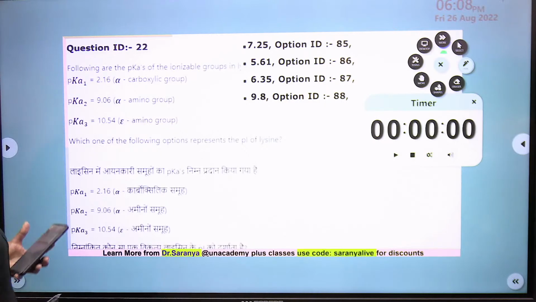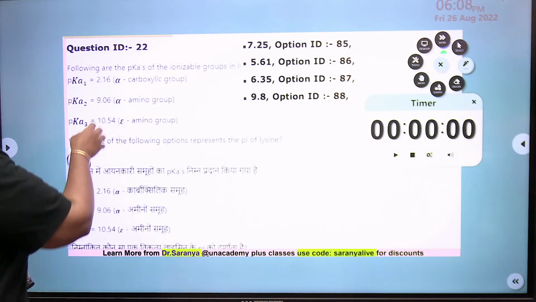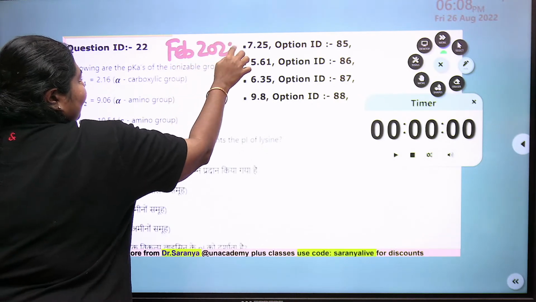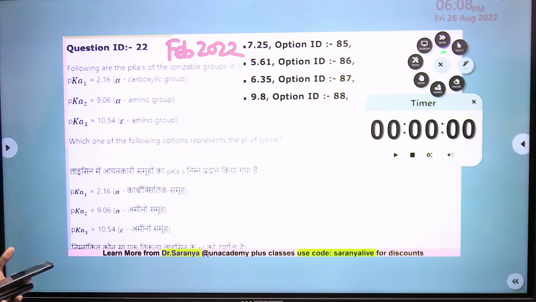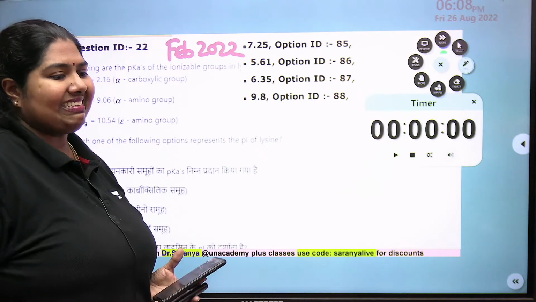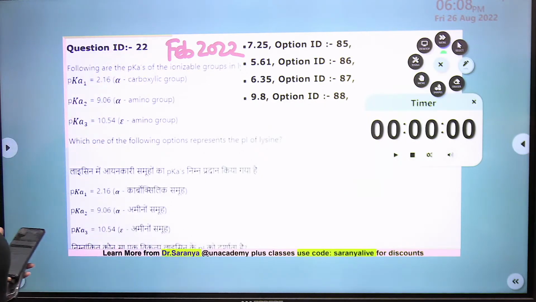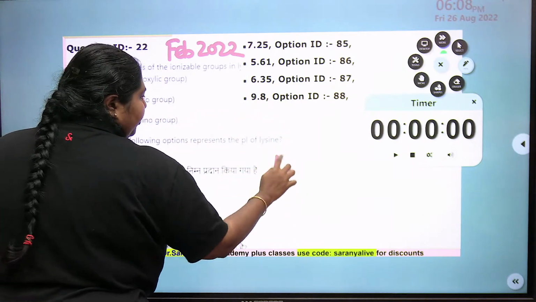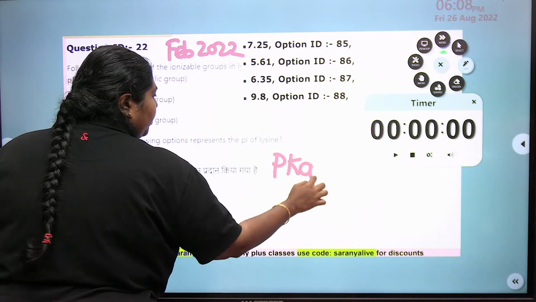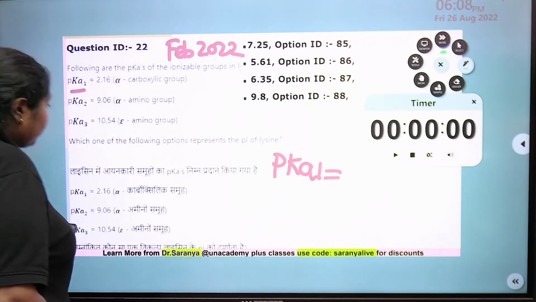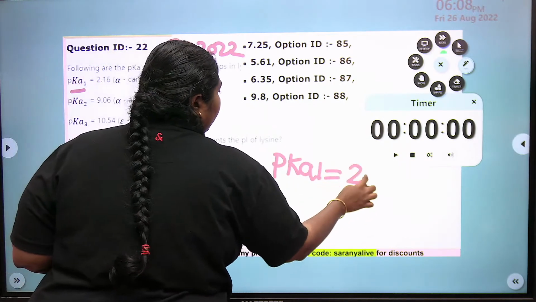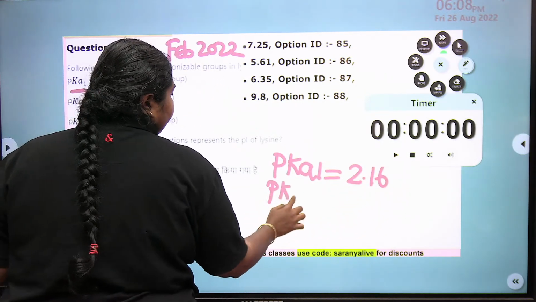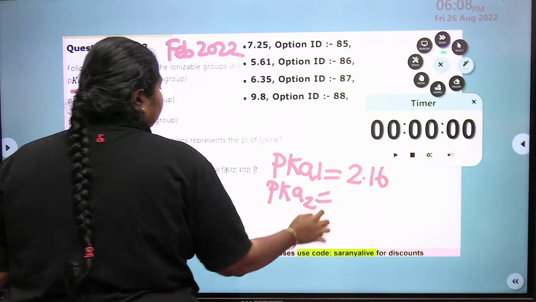Is this question visible to you? This is regarding your February 2022 paper. In this February 2022 paper also, you got a similar question. Don't worry guys, I'll write the values for you, as the visibility is less. pKa 1 is going to be 2.16. Next is pKa 2.